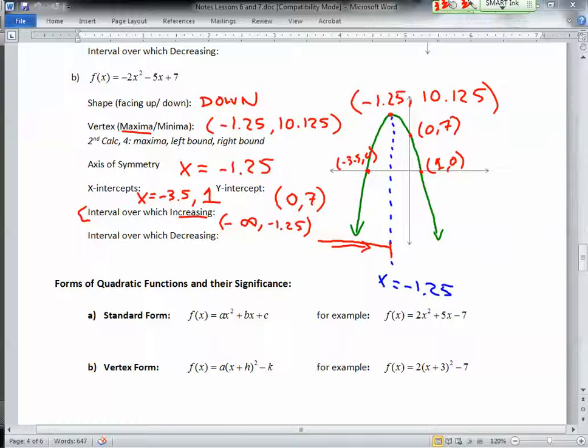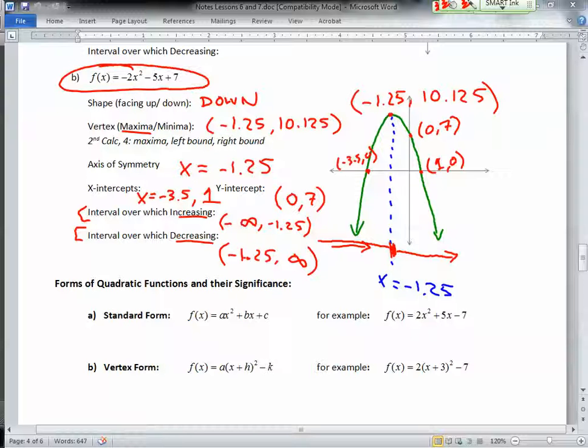What is the interval over which my graph is decreasing? Well, that's going to start right here, and it's going to continue on until my x hits positive infinity over there. So the way I write that is my lowest x value is negative 1.25, my highest x value is positive infinity, and I use the parentheses because it's non-inclusive. All right, so those are all the key features for this quadratic equation.